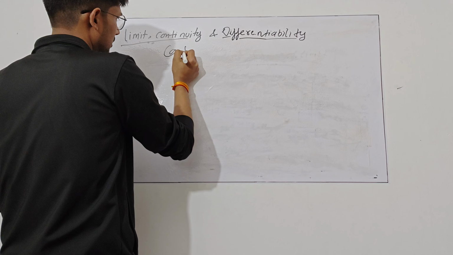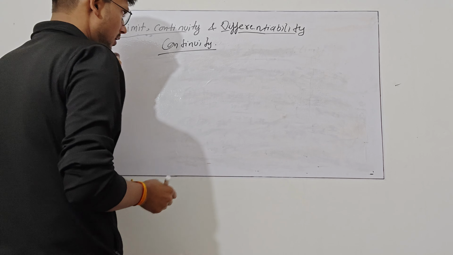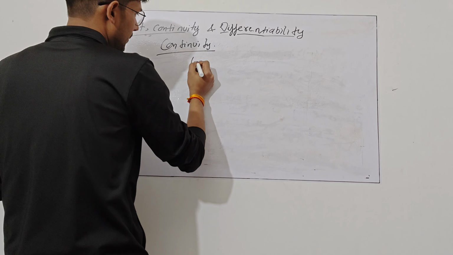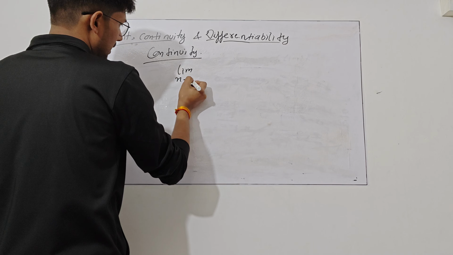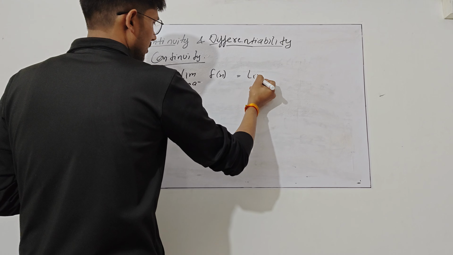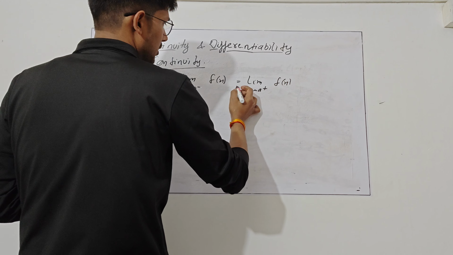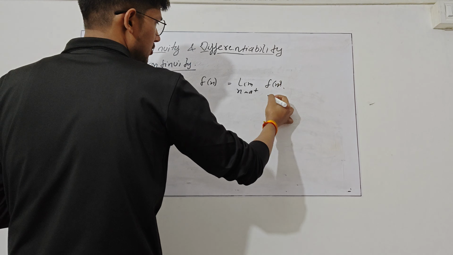So continuity. In limit we say that limit x tending to a minus of f of x is equal to limit x tending to a plus of f of x. These both are equal and exist finitely, so limit exists.